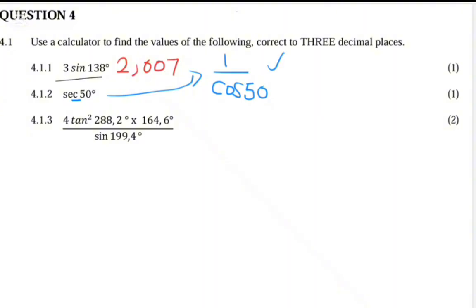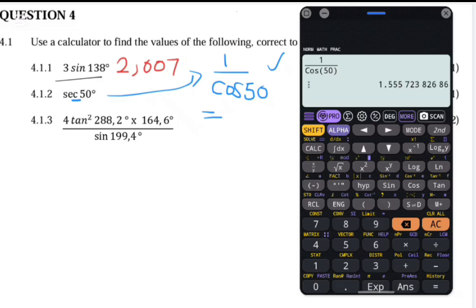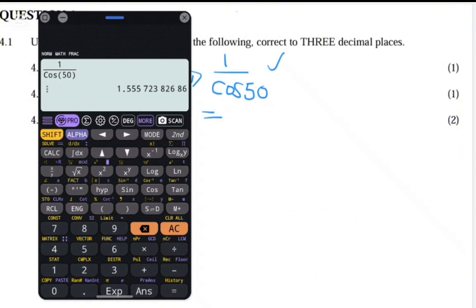So now we're going to punch this in the calculator, which is going to give us 1,55. They say we must round it to 3 decimal places. It's going to be 1,556. So here our answer is 1,556, and we are done with this one.